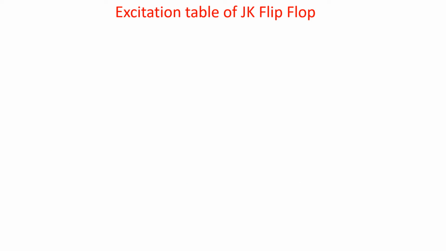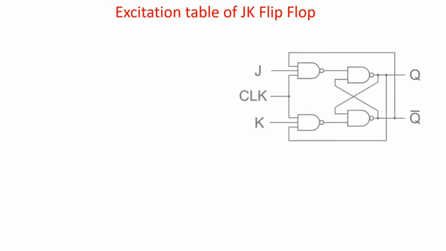Hi, welcome to the tutorial of Excitation Table of JK flip-flop. This is the circuit diagram of JK flip-flop where outputs are connected back to the input NAND gates. The difference between SR flip-flop and JK flip-flop is the forbidden condition in SR flip-flop is removed in JK flip-flop.